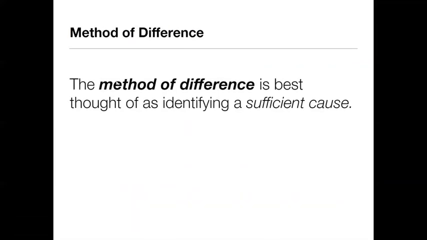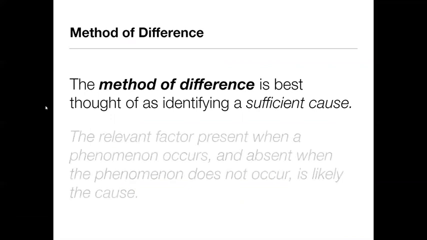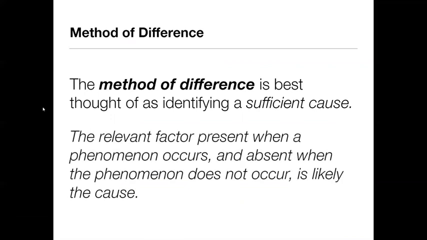Okay, the method of difference is best thought of as identifying a sufficient cause. We often frame this as what's different, or what's the difference maker in something being the cause or not the cause. So this is the relevant factor present when a phenomenon occurs, and absent when the phenomenon does not occur, is likely the cause. So let's think of an example here.